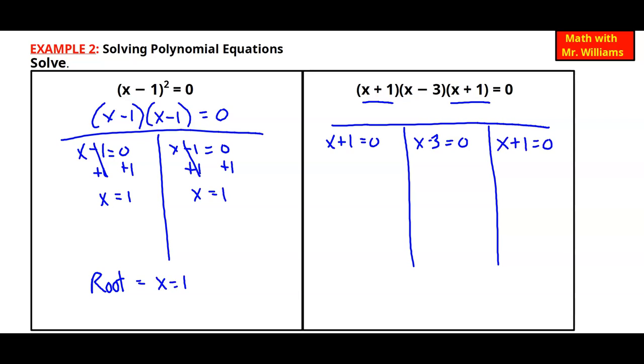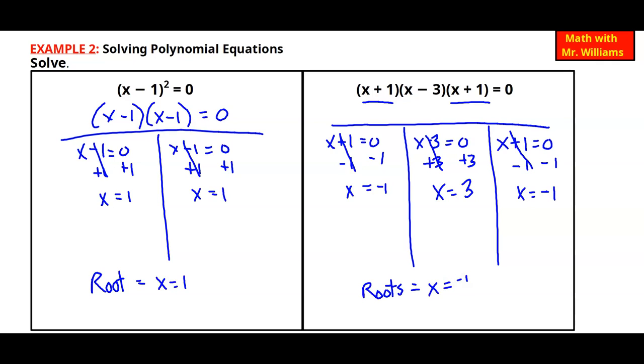So I'm going to cancel out that plus 1 by subtracting 1 from both sides. x equals negative 1. And the middle one, we have x minus 3 equals 0, so we're going to add 3 to both sides, giving us x equals 3. And the last one, we have the x plus 1, so we're going to take away 1 from both sides, giving us x equals negative 1. All right, so my roots on this one are x equals negative 1 and x equals 3. And the negative 1 is the repeater.